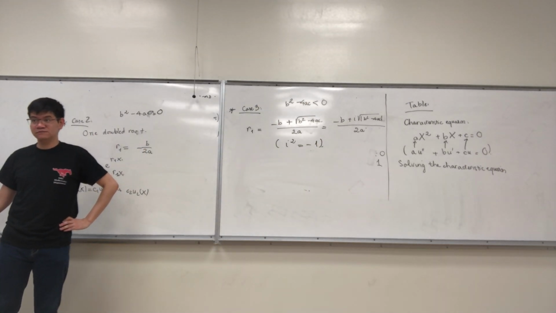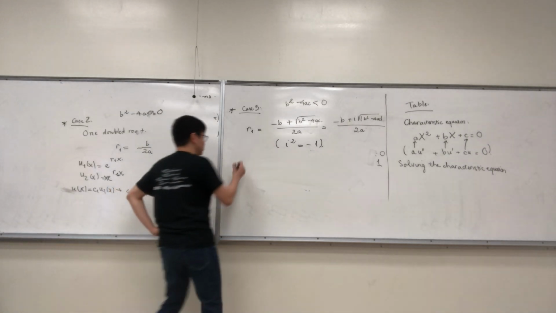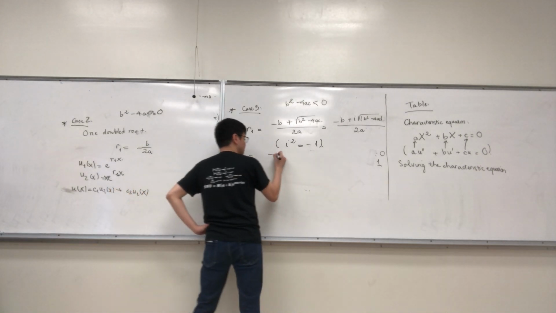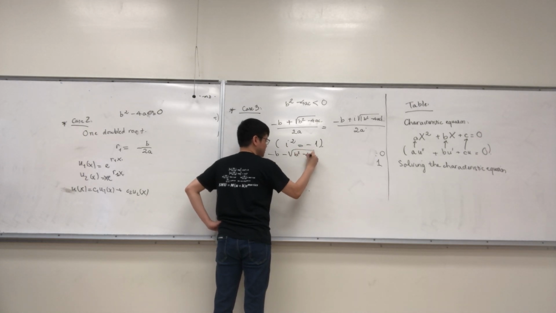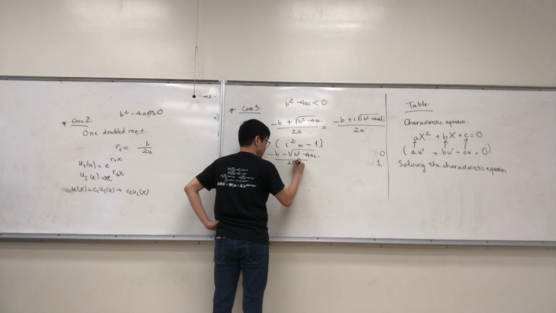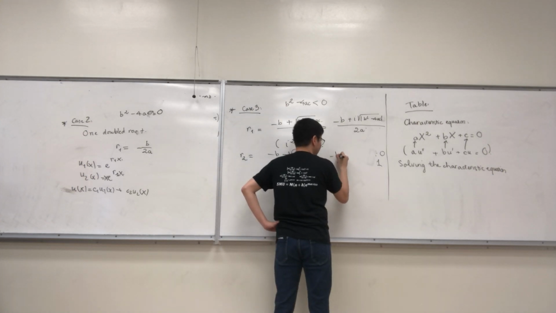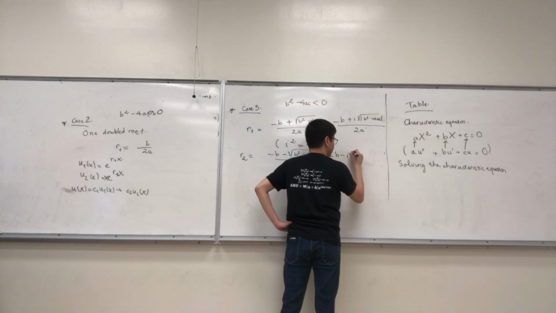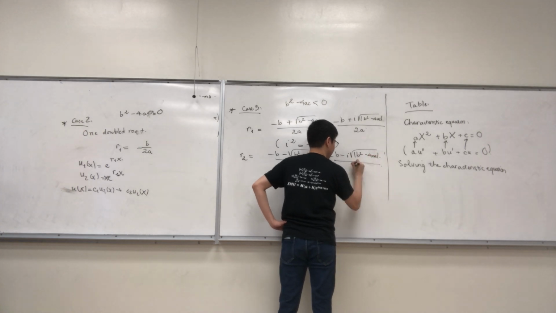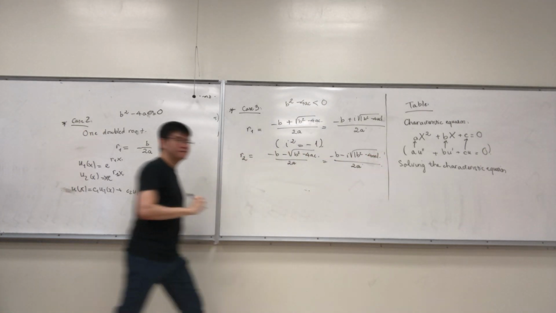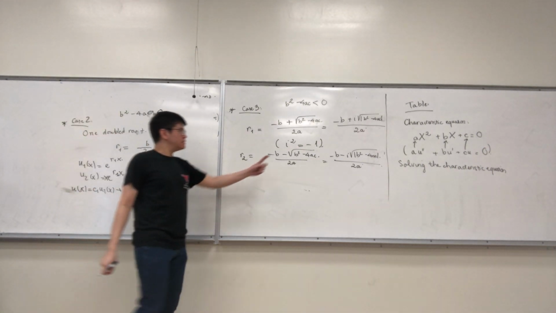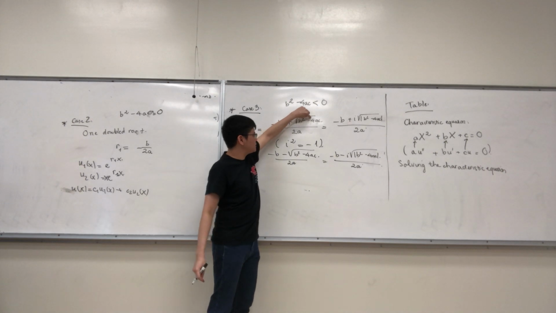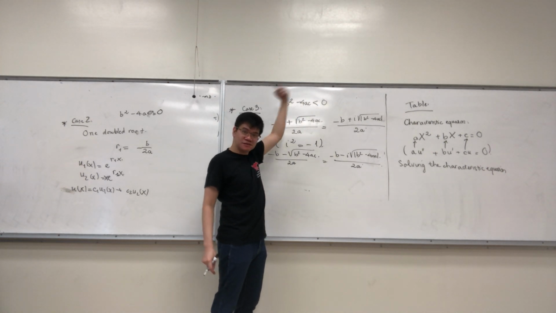Right? Questions? And then you're going to have r2, which is minus b minus the square root of b squared minus 4ac over 2a. This is minus i times the square root of b squared minus 4ac over 2a. Alright? So it's going to give you the same thing, except that you have to take into account the fact that b squared minus 4ac is negative. So it's the same solution.